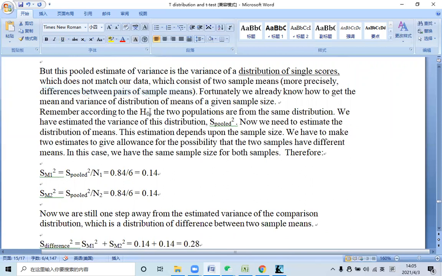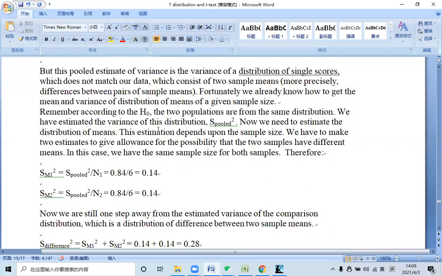According to the null hypothesis, the two populations are from the same distribution. The two populations have the same distribution. Inexperienced and experienced people do not differ. And we have estimated the variance of this distribution. That is a pooled estimate based on the two samples.